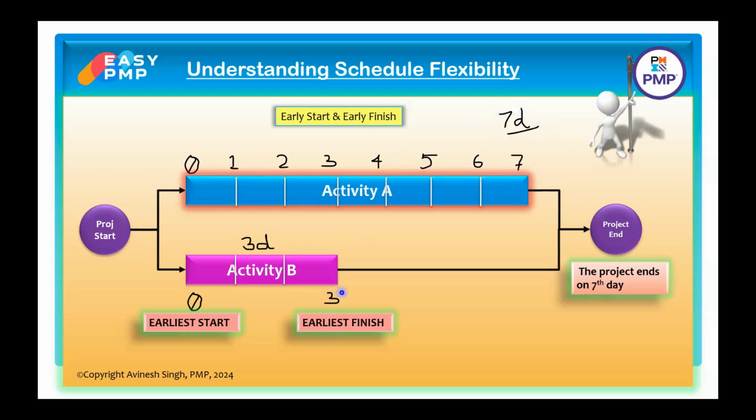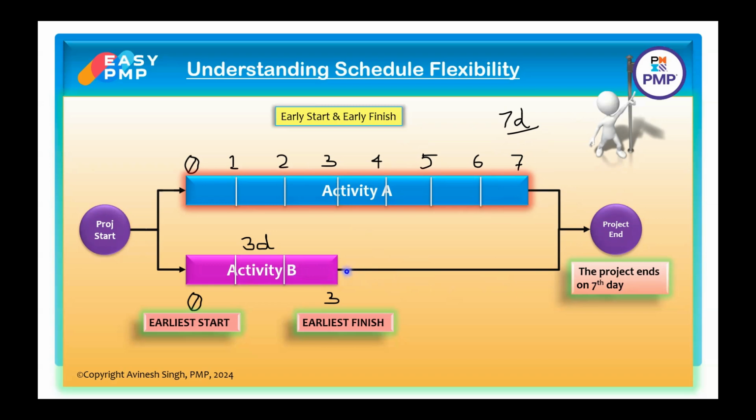Okay. Now, what is early start and early finish? Can we delay activity B for a day? Let us delay it. Suppose I start activity B on the first day, it ends on the 4th day. Is it delaying the project end date? No, it is not. Even though this is ending on the 4th day, the project still ends on the 7th day. Can I further delay? Yes, we can delay activity B further.